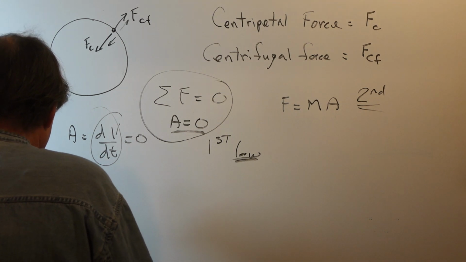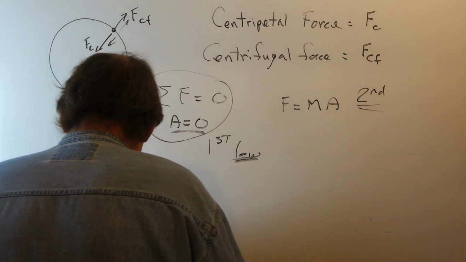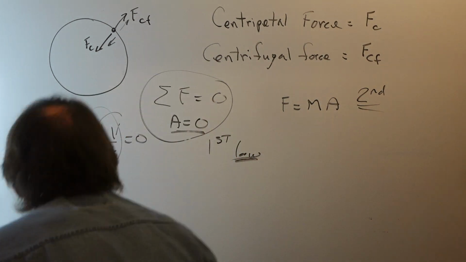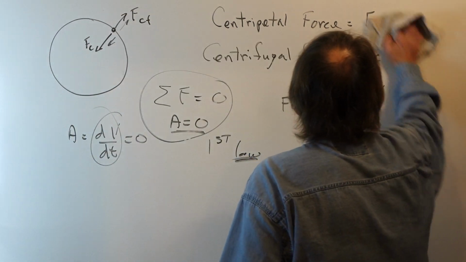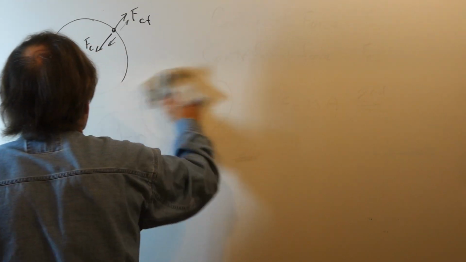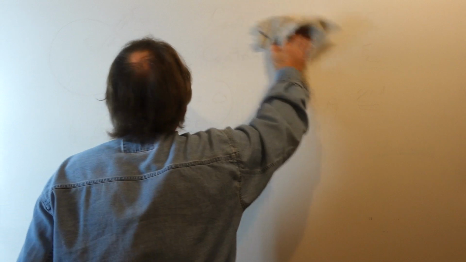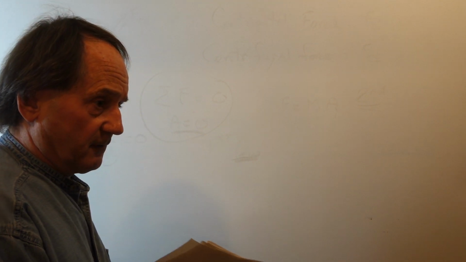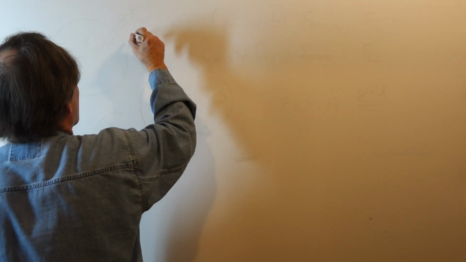Now, in general, remember we were talking about translational and rotational motions. Well, in general, in space and in a plane, we can have combinations of translational and rotational motions, and we call this curvilinear.